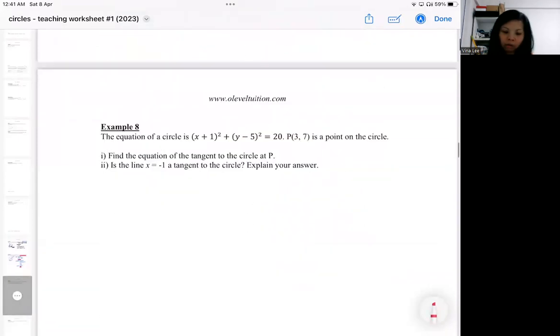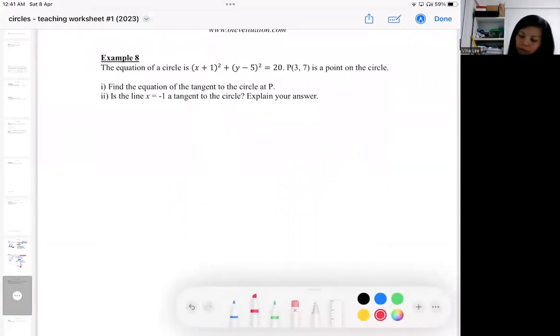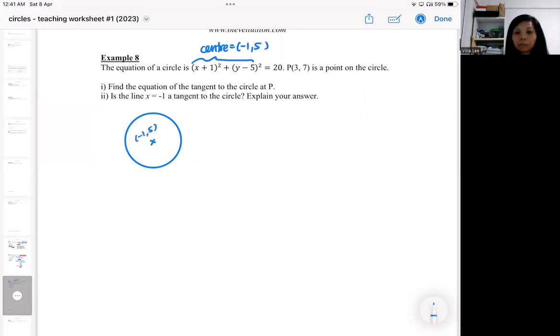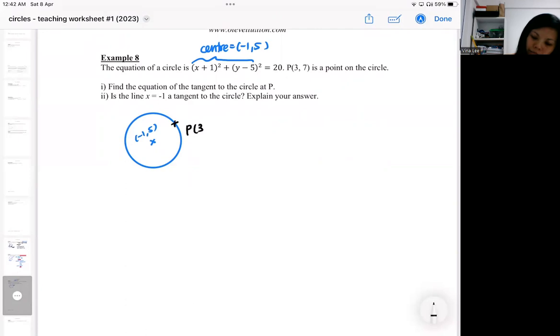Okay, so the next one, we deal with the tangent. If you are dealing with a tangent, you also need one of the properties from the properties of circles: the radius is perpendicular to the tangent. That is the property that we need to know. So I'm just going to draw a random circle. From here, you can see the center. I'm not drawing accurately, just a rough sketch. And then they say P is a point here. So P is here, and I'm supposed to get the tangent here.